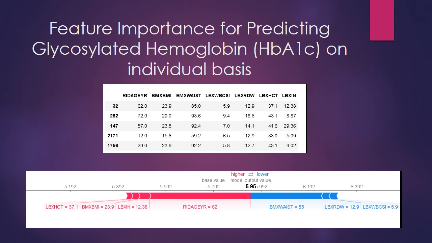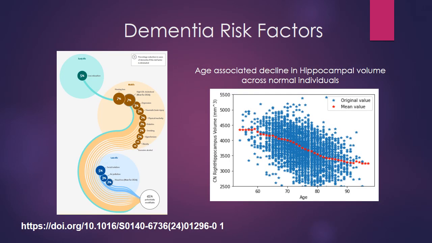Feature importance for predicting glycosylated hemoglobin, or HbA1c, on an individual basis. This visualization shows how specific risk factors like BMI, waist circumference, and age interact to determine the HbA1c levels for a specific individual.